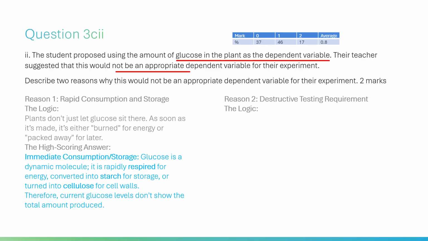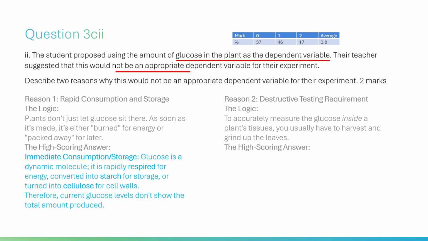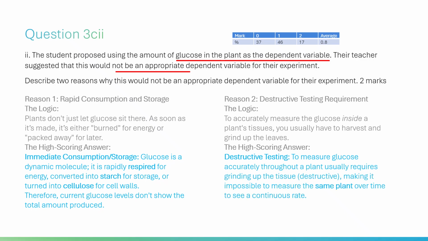Reason 2: destructive testing requirement. The logic: to accurately measure the glucose inside a plant's tissues, you usually have to harvest and grind up the leaves. The high-scoring answer: measuring internal glucose levels typically requires destructive sampling, meaning the same plant cannot be measured continuously over time. This prevents the student from collecting longitudinal data to determine a precise rate of change.